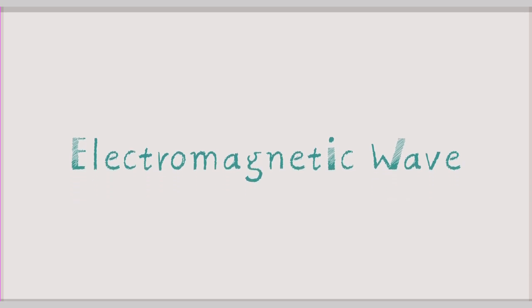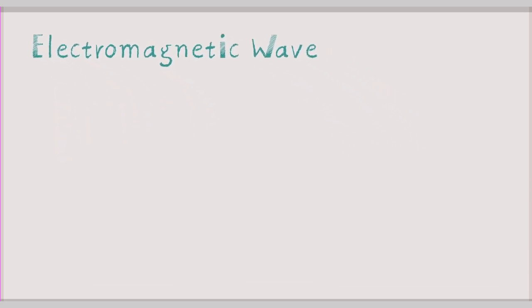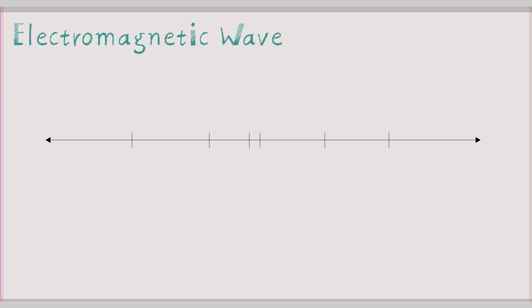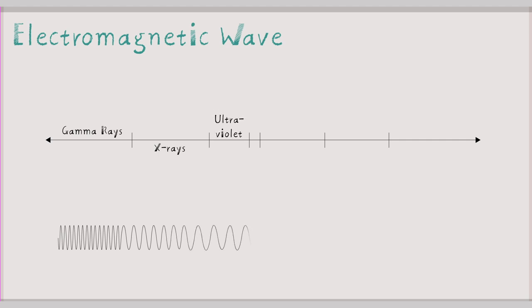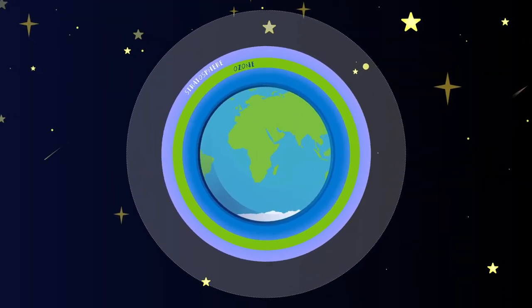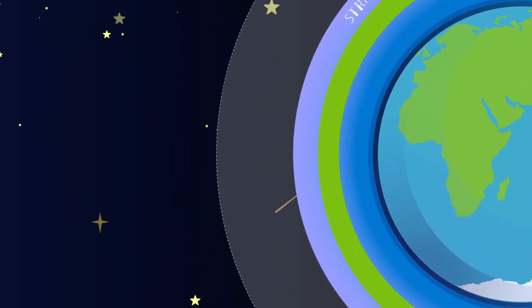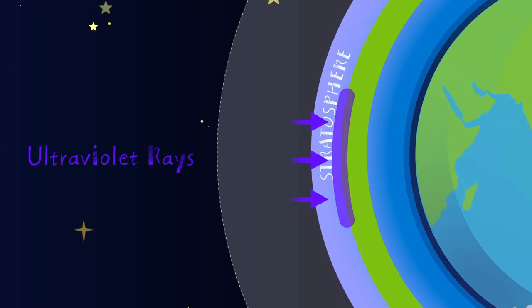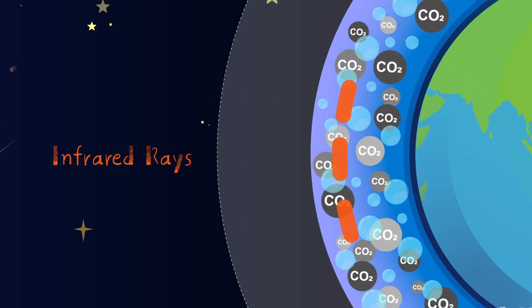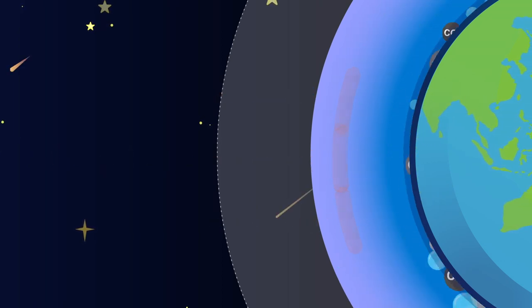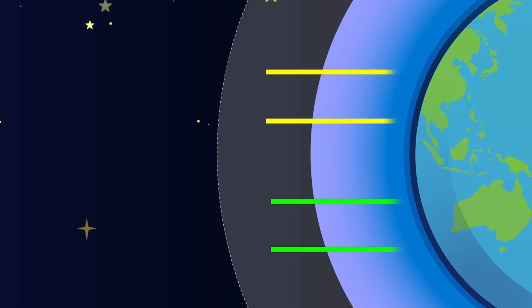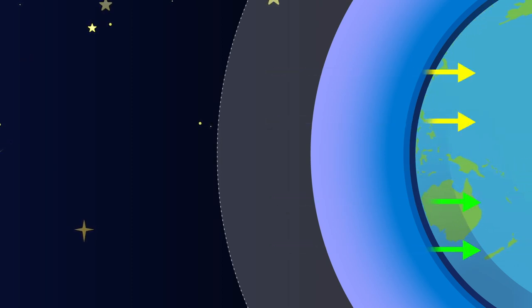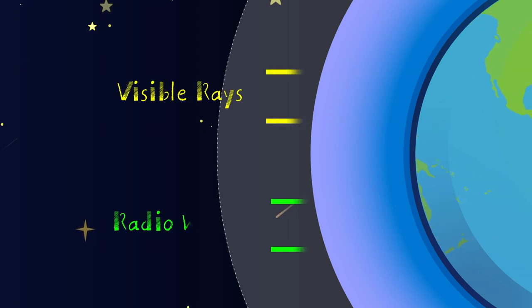Now let's take a moment to discuss electromagnetic waves before we learn more about the different types of telescopes. Electromagnetic waves are classified into gamma rays, X-rays, ultraviolet rays, visible rays, infrared rays, and radio waves. Some electromagnetic waves are absorbed before they ever reach the Earth's surface. Ultraviolet rays are absorbed by the ozone layer and the stratosphere. An infrared ray is absorbed by vapors and carbon dioxide in the air. Electromagnetic waves that are barely absorbed into the atmosphere and easily observable on the Earth's surface include visible rays and radio waves.